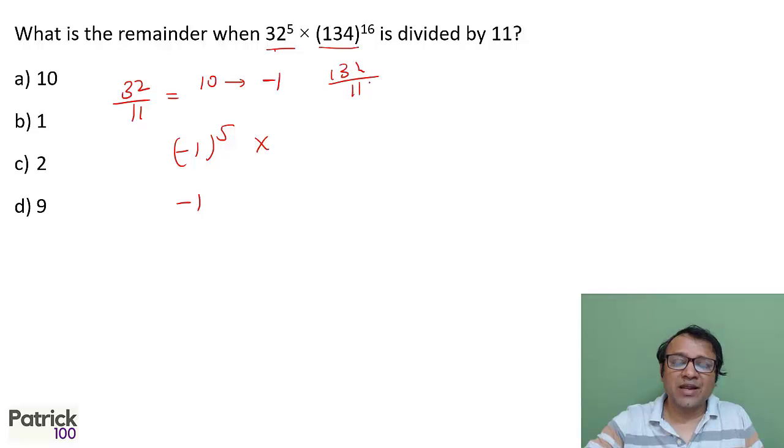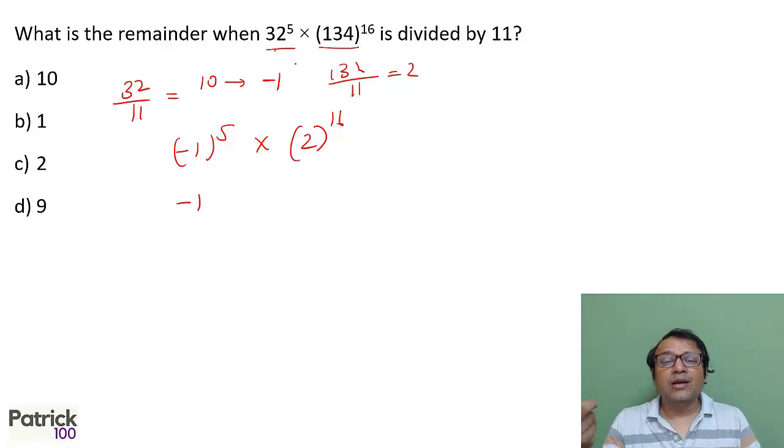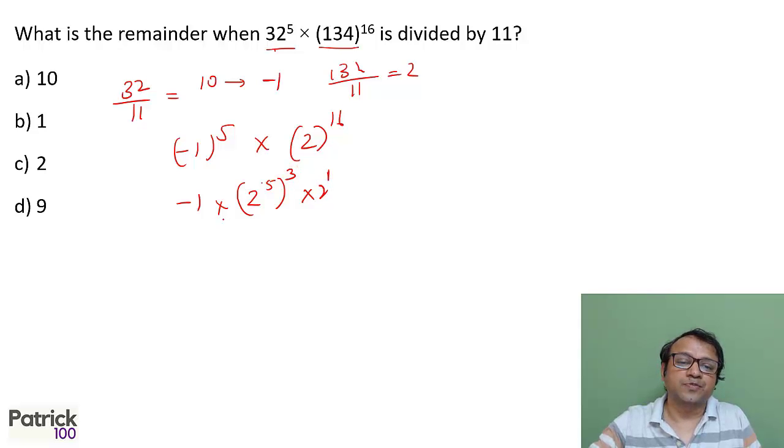134 divided by 11 gives a remainder 2, so we can take 2 because we want the remainder. 2 raised to 16, we can convert it to 32, because we always look out for when you divide by 11, the remainder to be 1 or minus 1. 32 gives a remainder minus 1, so I'm converting this also to 32. 2 raised to 16 is 2 raised to 15 into 2 raised to 1, that is 32 cube into 2.